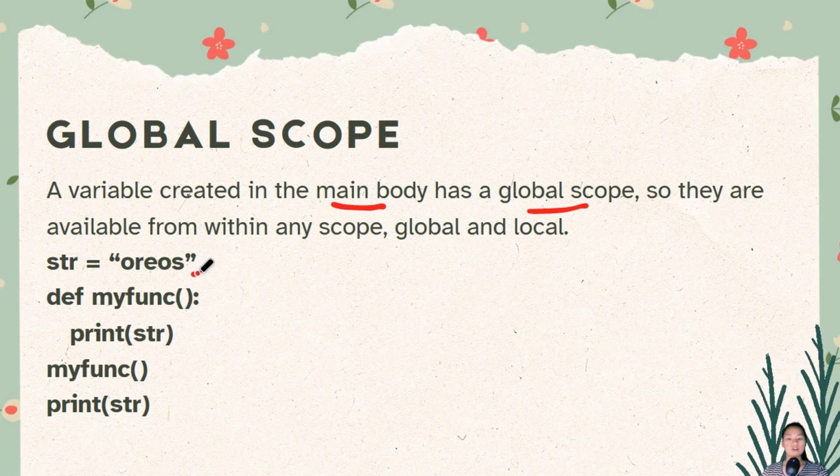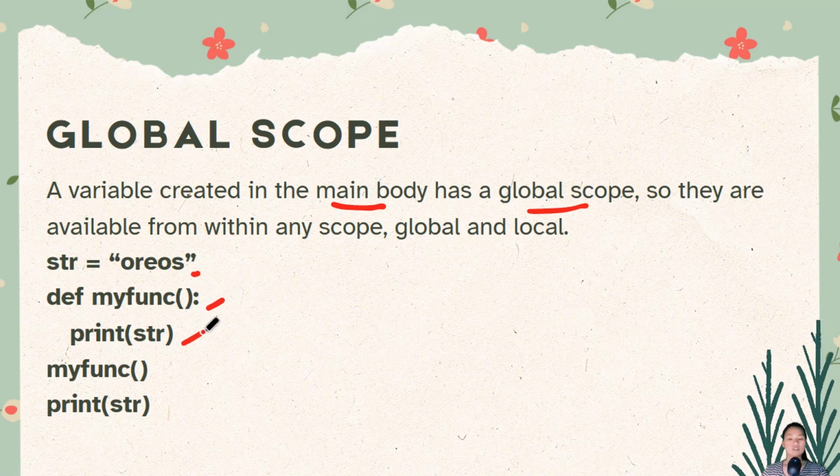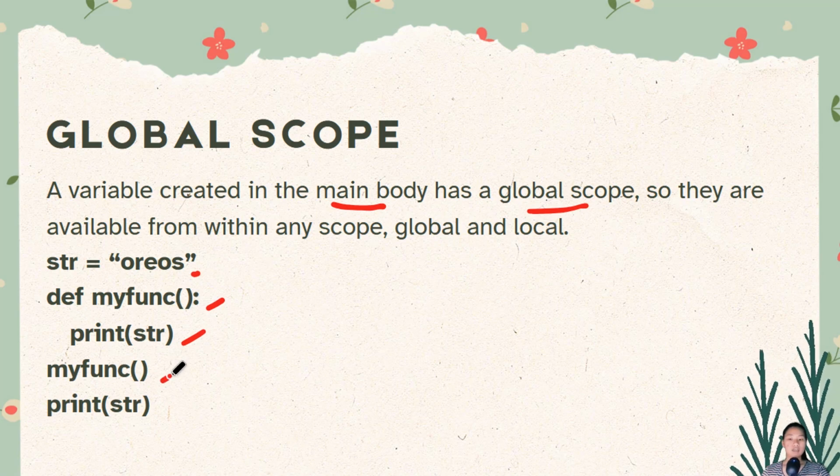For example, str Oreos. It's outside of any function. It's in the main body of the Python code, and it is accessible to everything. And my func here can absolutely use string, str. And if you call upon it, it will give you Oreos. And if you just print it, it will also give you Oreos, okay?